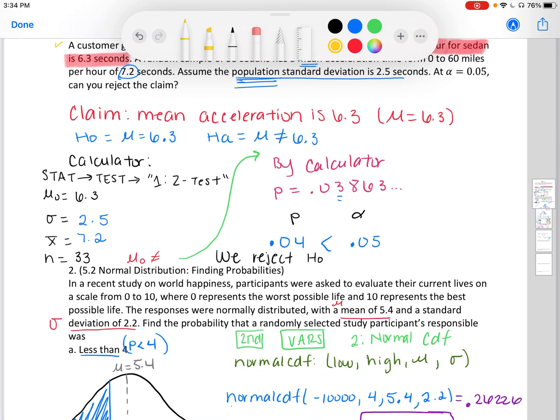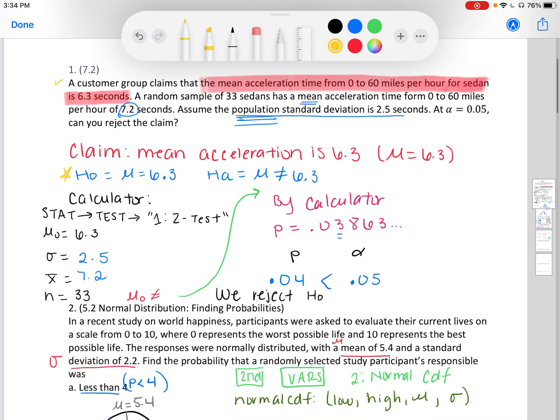All right. So our claim is that mean acceleration is 6.3. So that means mu equals 6.3. Remember, equality always sticks with the null hypothesis, and your alternative has the not equal to or the strictly greater or less than. All right, because we're given a population standard deviation, this is a hypothesis test with the sigma known.